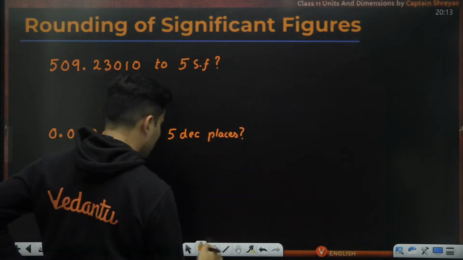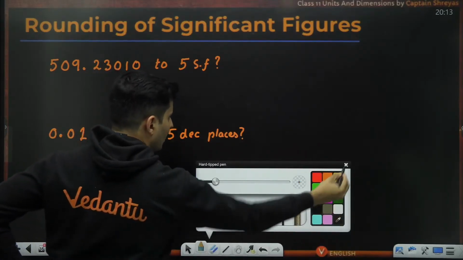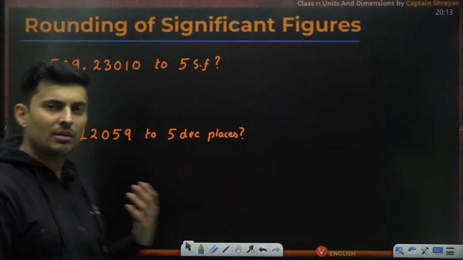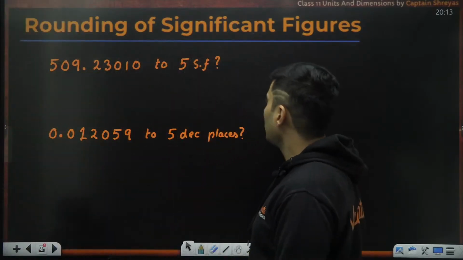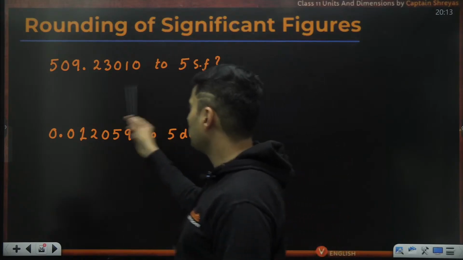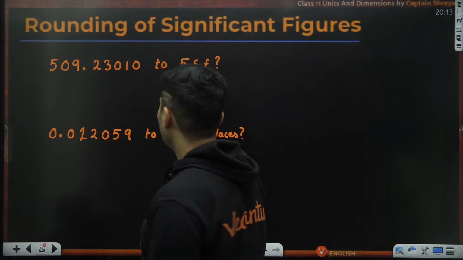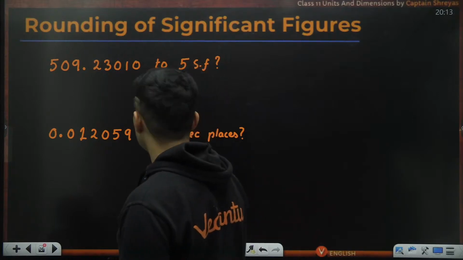Okay, this is your second question. Let's see if we can solve this. So these are your 2 questions. Once you get it, most of it you will be able to do now. 5 significant figures. There are a lot of significant figures here. All these zeros are countable. So what do we do now is the question.